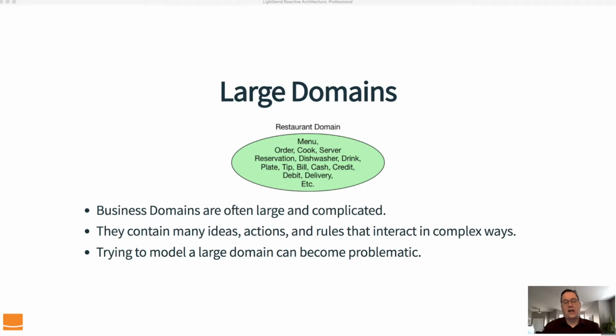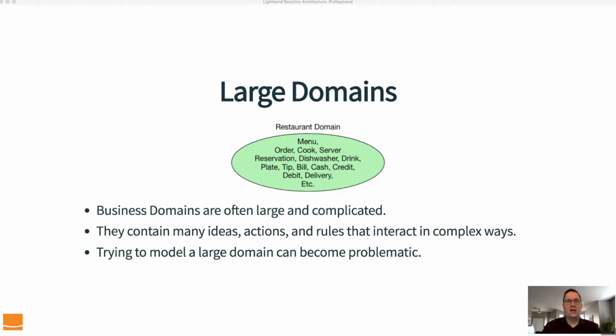And what very quickly happens when I do this is I realize that those things that initially seemed simple are not nearly as simple as I thought. There's actually a lot of complexity in there. So this is what happens with any business domain. There's a lot of complexity in there. They contain ideas, actions, rules that interact in very complex ways. And therefore, trying to model that as a single domain can become problematic.